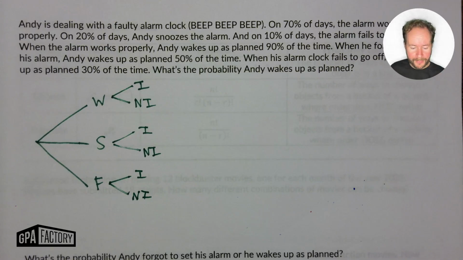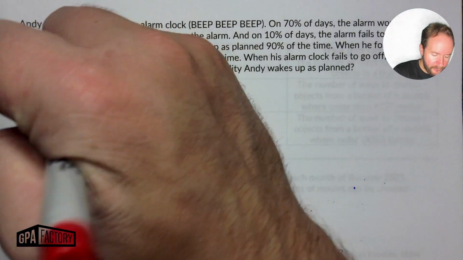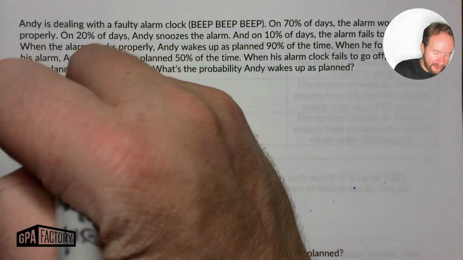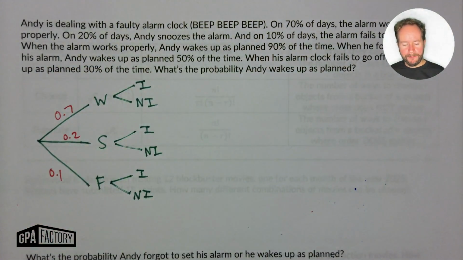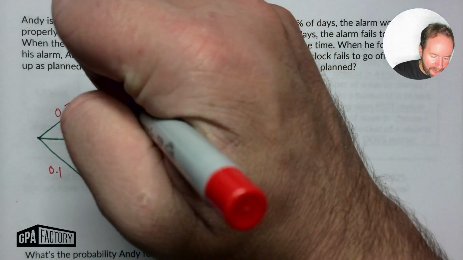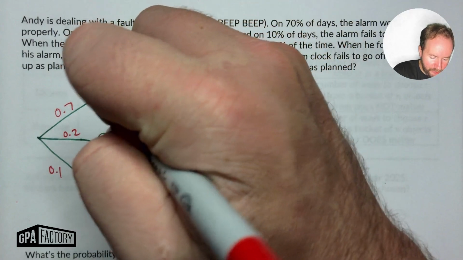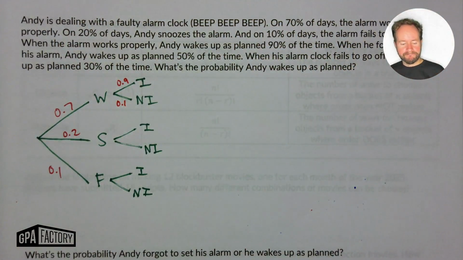Label our edges. 70% of the time, it works. 20% of the time, I snooze it. 10% of the time, it doesn't work. Now, if the alarm works properly, I wake up as planned 90% of the time, and therefore I don't wake up as planned 10% of the time. What if I snooze it? If I snooze it, oh, you know what?